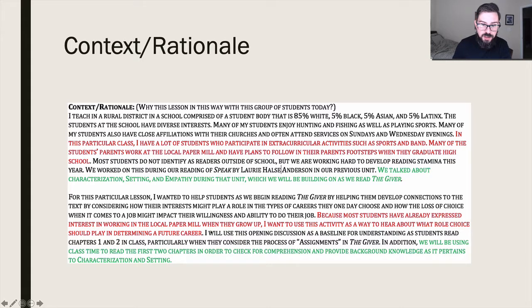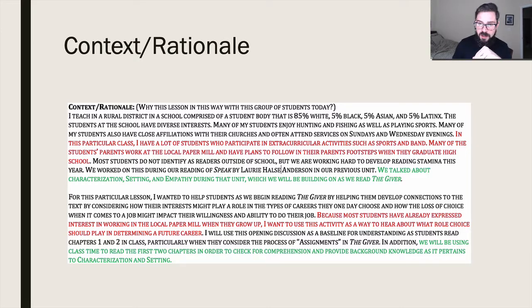Going on, I will use this opening discussion as a baseline for understanding as students read chapters 1 and 2 in class, particularly when they consider the process of assignments in The Giver. Assignments, if you've not read The Giver, is where students at age 12 are assigned a particular job. And so they don't have choice. And so trying to make that parallel between students, the expectation that a parent might fill in the shoes of a parent moving into a job at the paper mill is some sort of parallel that I want to make here.